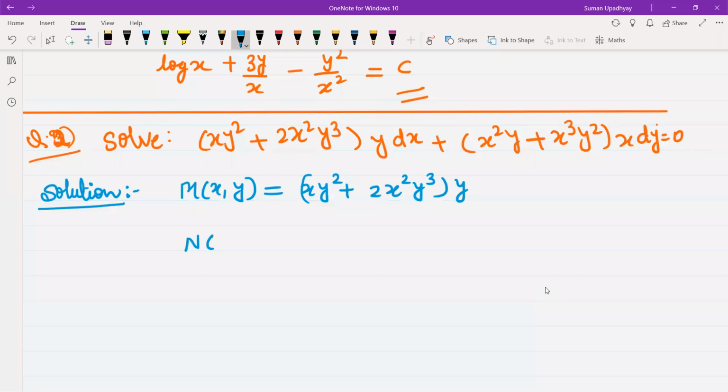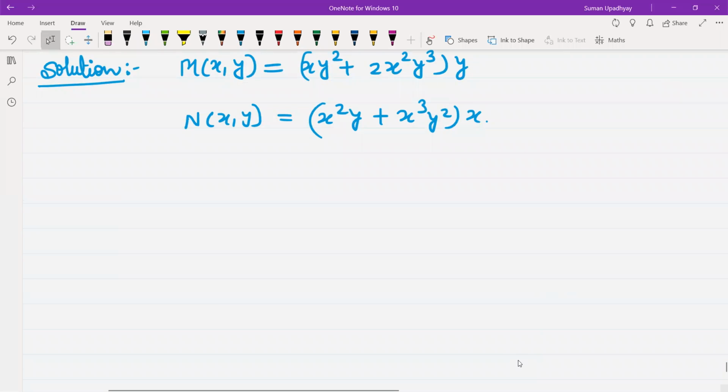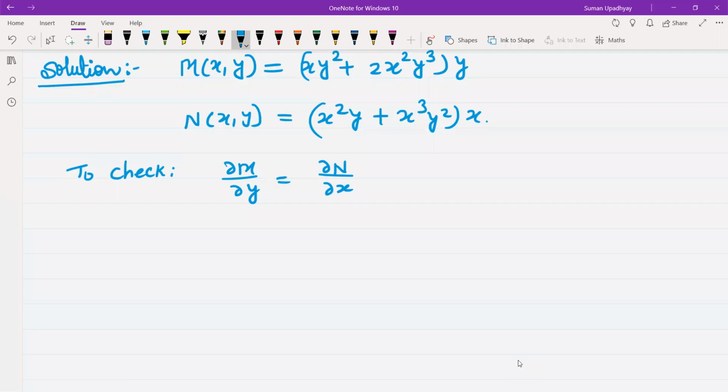Next, N is (x²y + x³y²) into x, that is, x³y + x⁴y². Okay, next. What are you all doing, partial differentiation then? Okay, check now. I have to check whether ∂M/∂y is equal to ∂N/∂x. Okay, so calculate ∂M/∂y. Tell me what you will get.